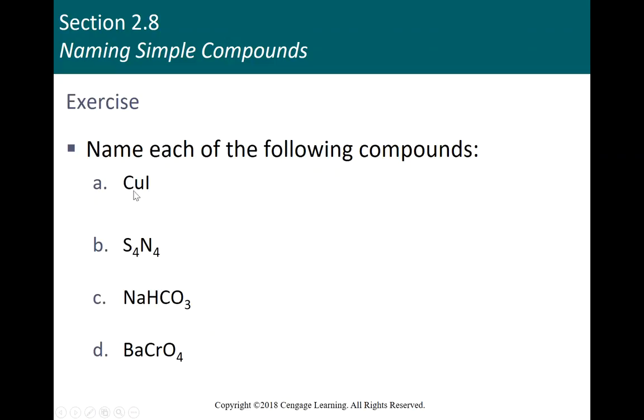If you look at this compound, it's a metal, non-metal compound. So that's the first thing. It has a metal in it. Is this a transition metal? It is. That means it's a transition metal that's most likely going to need a Roman numeral. So the charge on an iodide ion is -1, so copper must be a +1. So this one is copper 1 iodide.